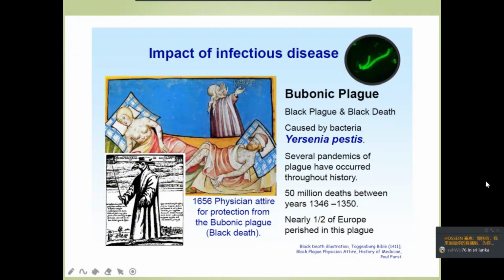Another form of disease is smallpox. Smallpox is caused by a virus, and it's also a deadly disease. And it's dangerous to kids. When kids are several years old and infected with smallpox, about 20 to 30 percent of the kids cannot survive.